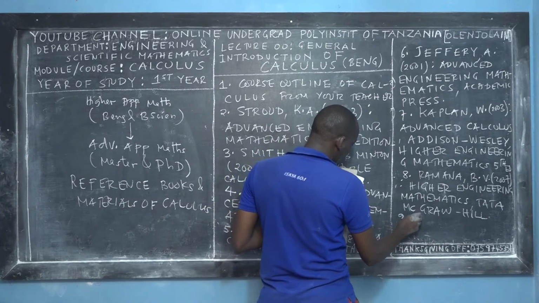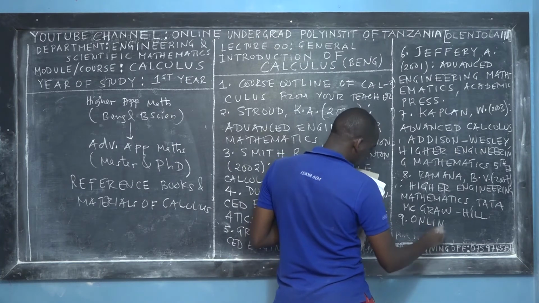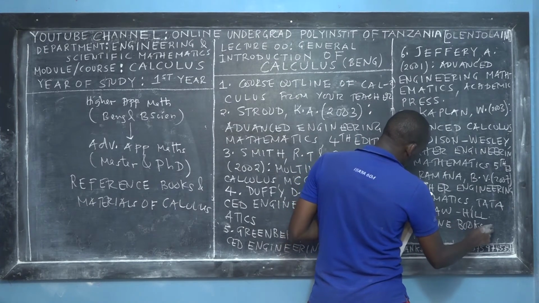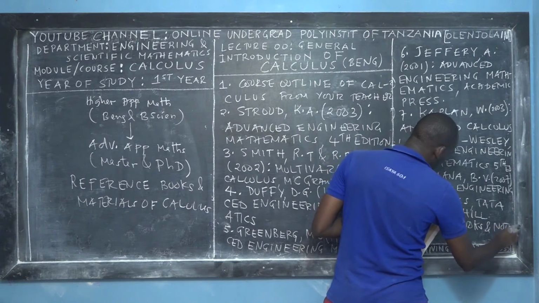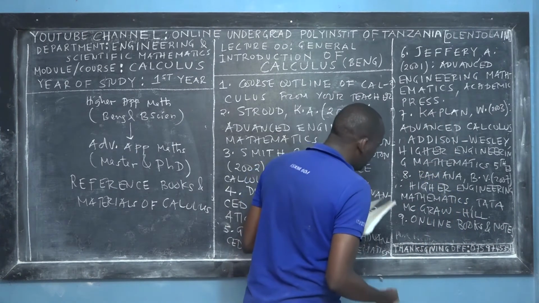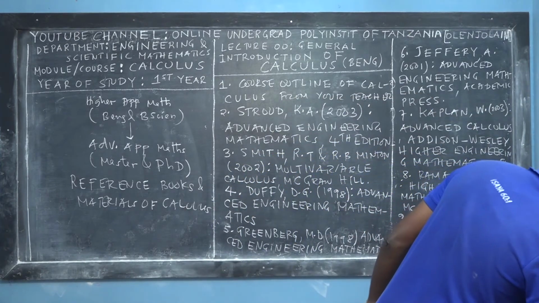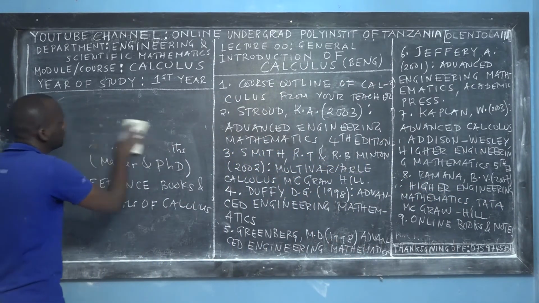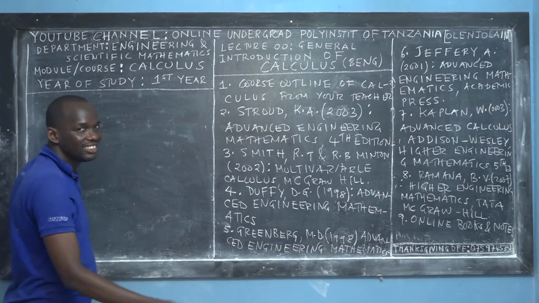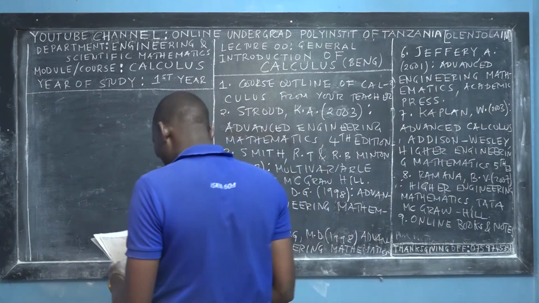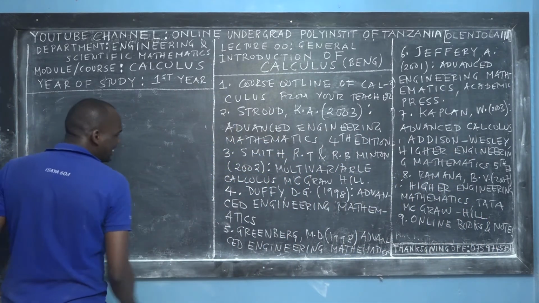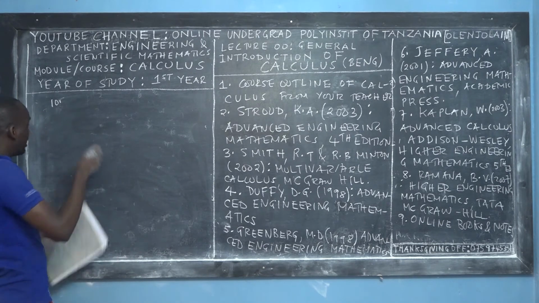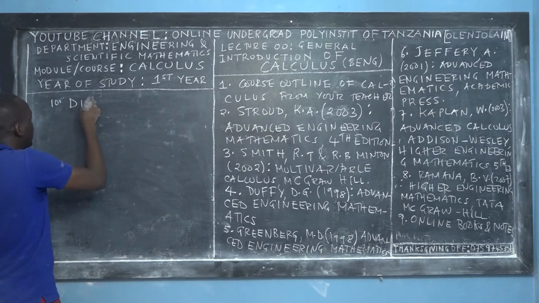Then the 9th reference, because you are a university student, you can use online books and notes according to your course outline. The 10th reference book, still enjoy the beauty of engineering and scientific mathematics. It's not complicated, I just want to simplify. The 10th reference, you should also refer to the DIT class manual.